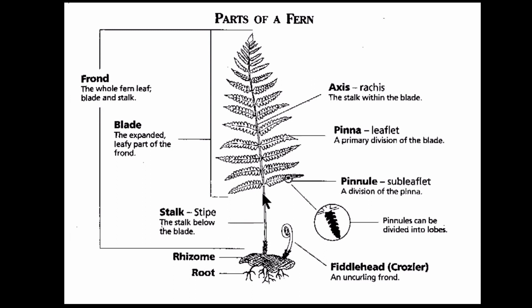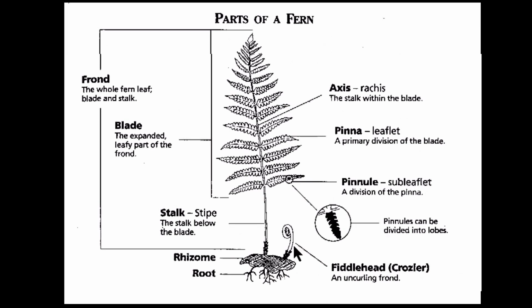Below the blade, the stem is a stipe or stalk. The midvein, the stem inside the blade, is the rachis. Each of these leaflets is called a pinna, and subdivisions of that are called a pinnule. The fiddlehead or crow's ear is this spiral when it's growing up.